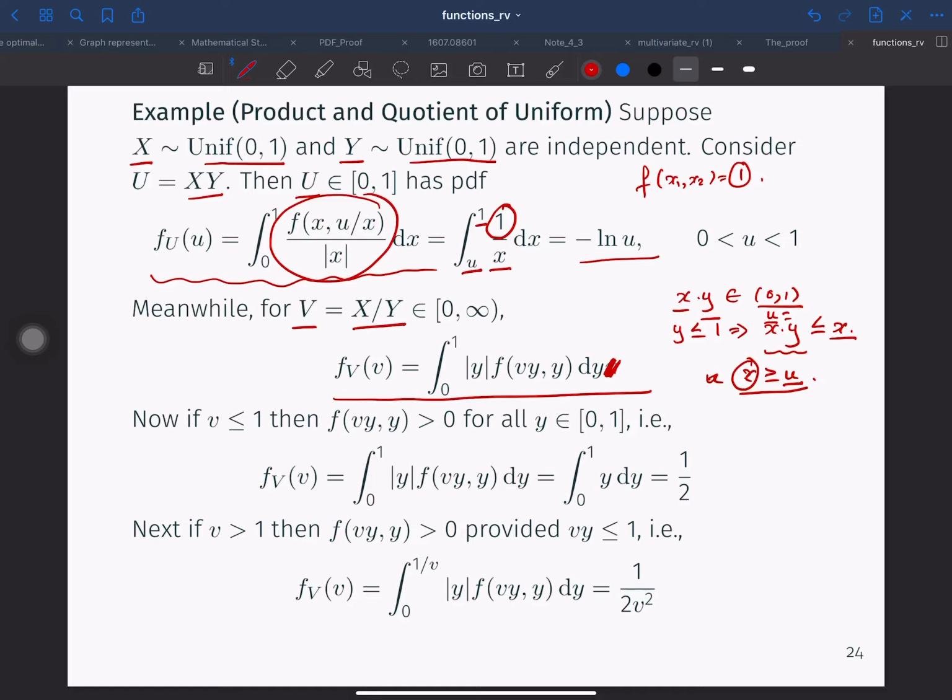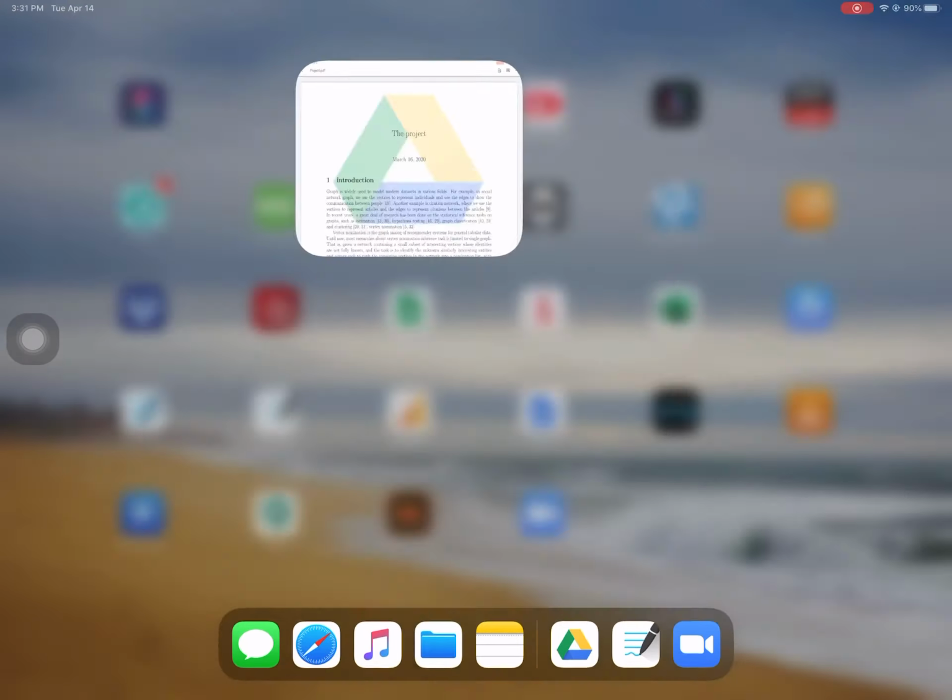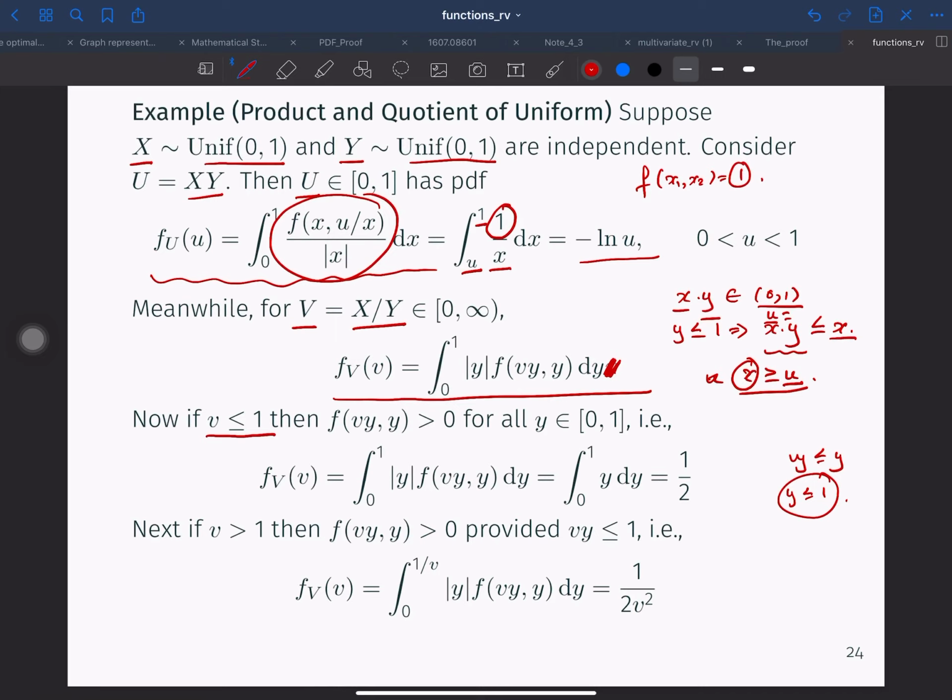But once again, like a broken record, I just have to worry about the limit of integration. So if v is less than or equal to 1, then obviously vy is less than or equal to y, and y is less than or equal to 1. So everything is in the correct limit of integration. So if v is equal to 1, then the joint PDF is always bigger than 0 for y in (0, 1). So the limit of integration goes from 0 to 1. And so f_{V,Y}(vy, y) is always equal to 1. So that is this limit of integration, which is always equal to 1/2.